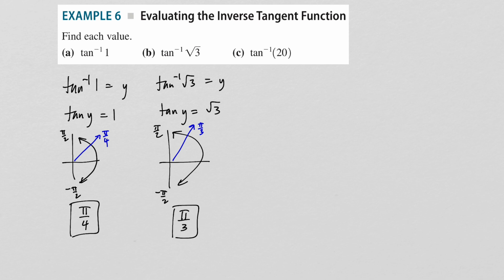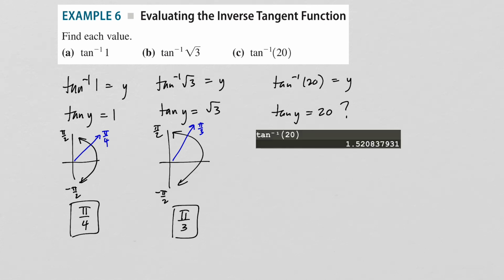And finally, if I want the inverse tangent of 20, if this is equal to some y value, that means tangent of y equals 20. But of course, 20 is not a special value. So if I want to take the inverse tangent of 20, I would simply use a calculator to do that. And in this case, this would be approximately 1.5208.